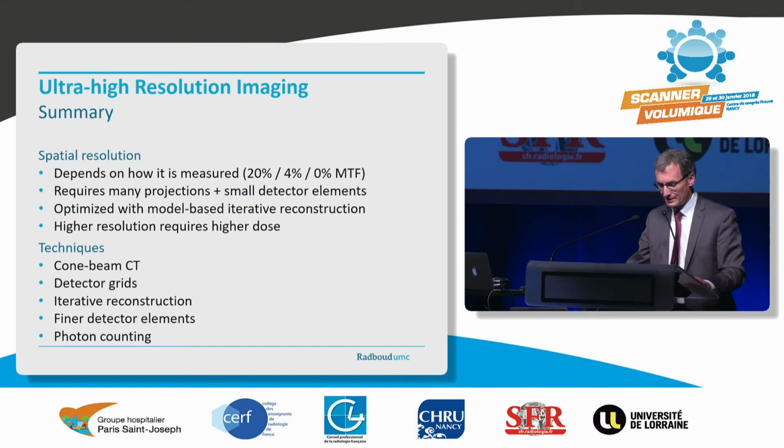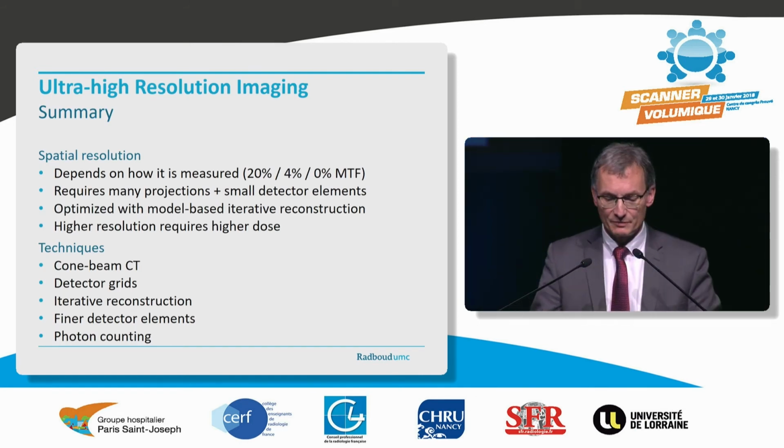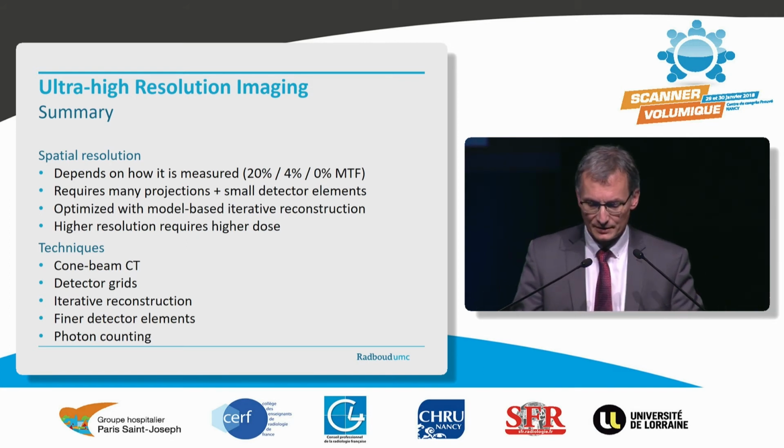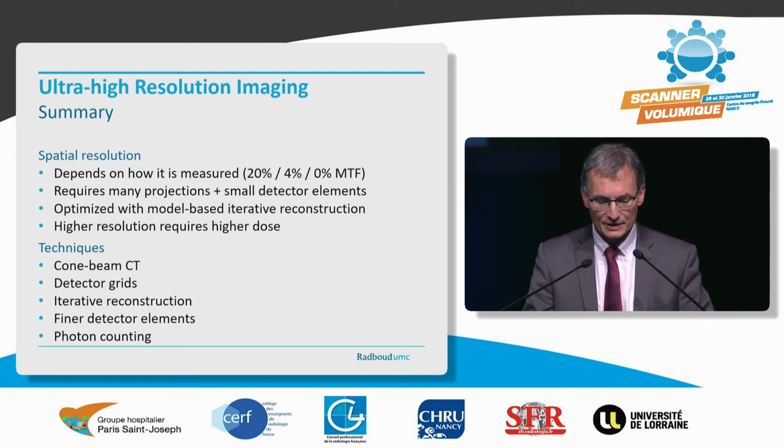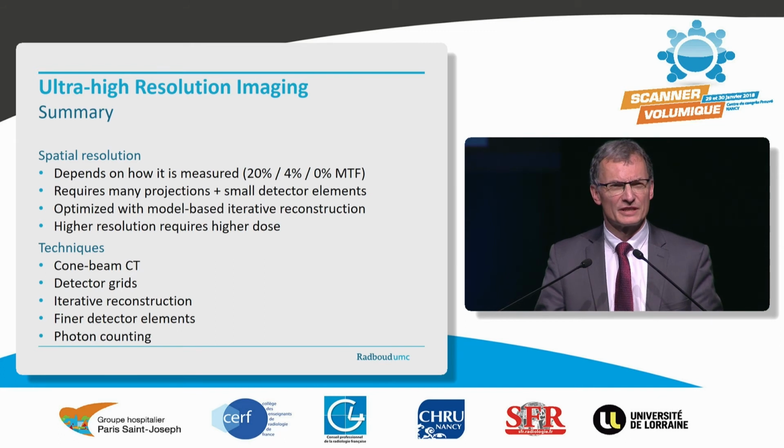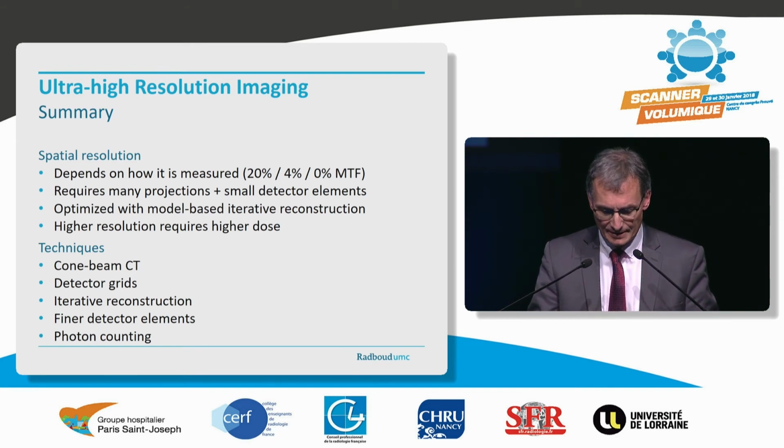So to summarize, spatial resolution depends very much on how it's measured. So if you have only a number, but not the way it has been measured, at which part of the MTF, you cannot really compare it. It requires many projections and small detector elements to get the best results. It can be optimized with model-based iterative reconstructions, even on conventional scanners. But the higher resolution usually requires higher dose if you want to take advantage of the maximum you can get.